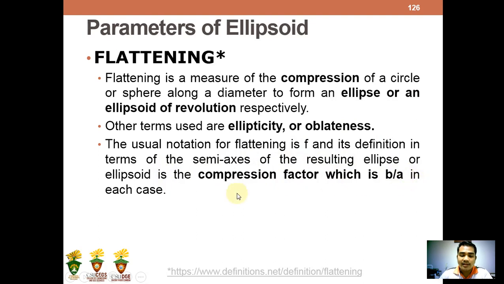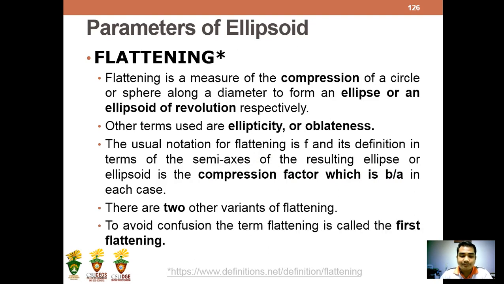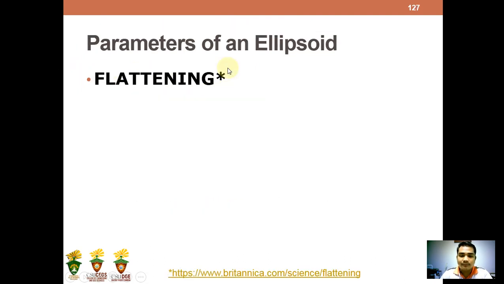Its definition in terms of the semi-axes of the resulting ellipse or ellipsoid is the compression factor, which is B over A in each case. So when you say compression factor, that is equal to the semi-minor axis over the semi-major axis. And there are two other variants of flattening. To avoid confusion, the term flattening alone means the first flattening. So we have two kinds of flattening, the first flattening and the second flattening.